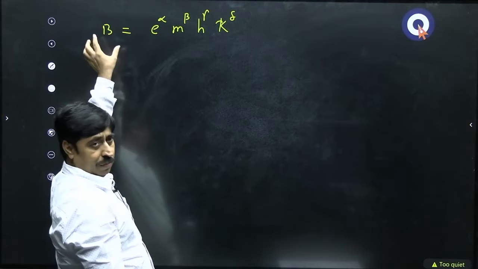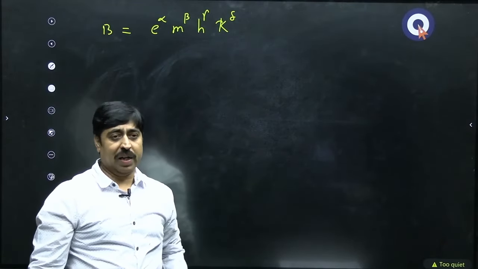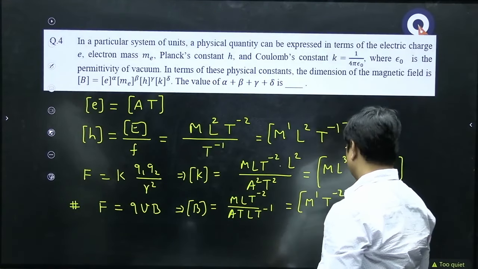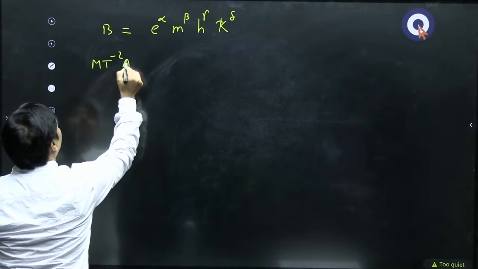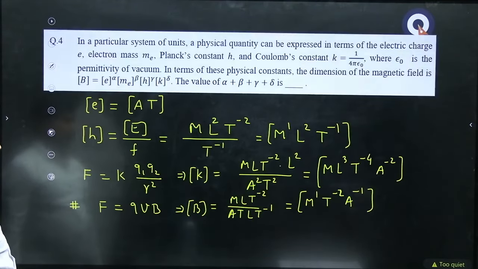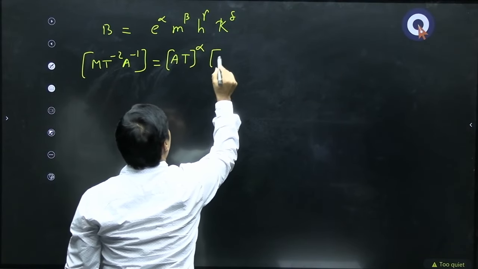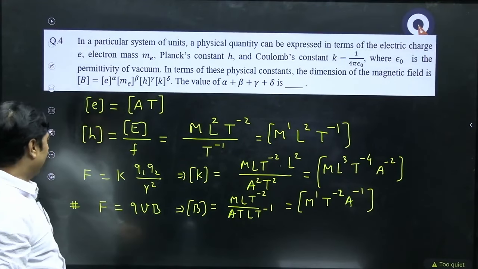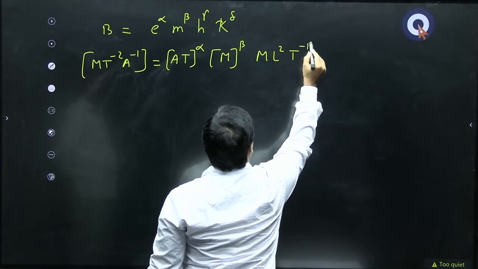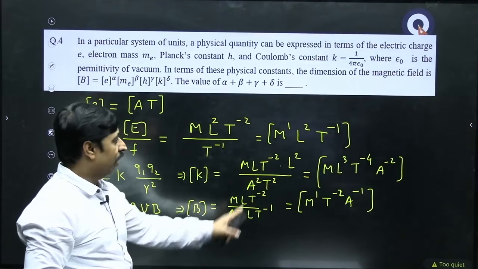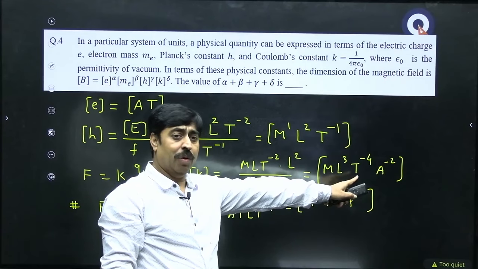The dimensions of B should match with the exact dimension of the term on the right hand side. So, we can do this. Let us do this. Dimension of B is M T minus 2 A minus 1. This is the dimension of B. Now, e is nothing but charge, A T, raised to the power alpha. M is M raised to beta. Then we have H. H is M L square T minus 1, M L square T minus 1 raised to the power gamma. And then the last term is k, and that k is M L cube T minus 4 A minus 2.